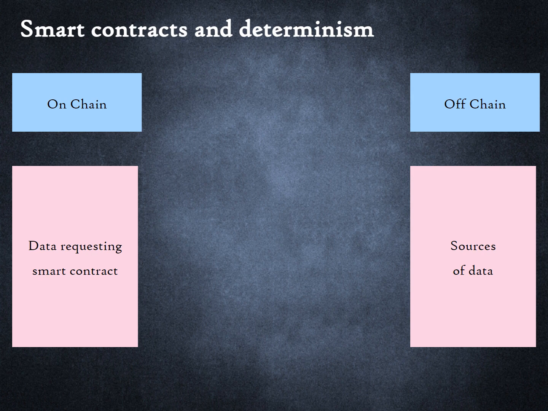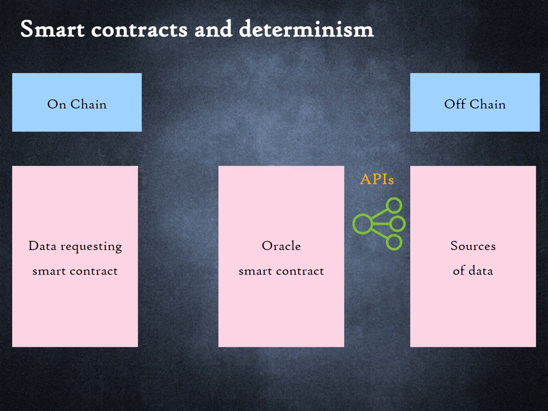However, this creates a problem as smart contracts require off-chain data elements ranging from token prices to weather data, depending on the use case. Hence, an Oracle smart contract enters into the picture. The Oracle is a type of smart contract, which simply pulls data from external sources via APIs.